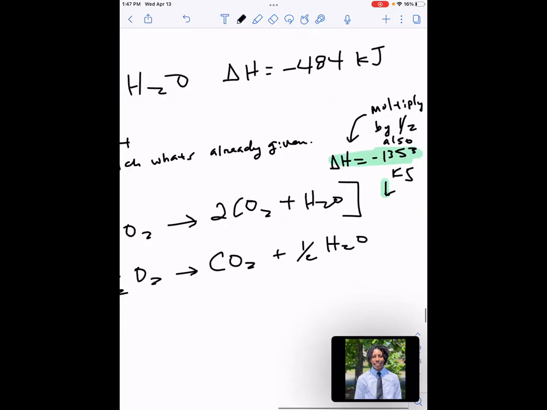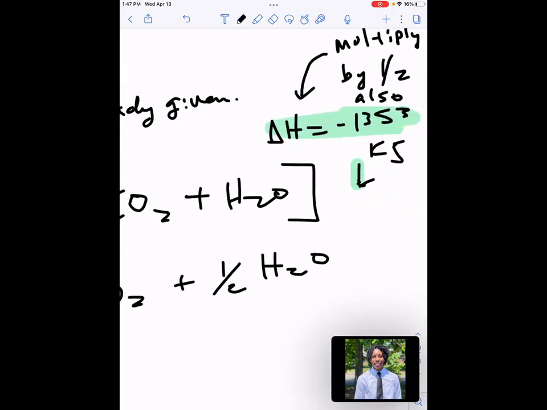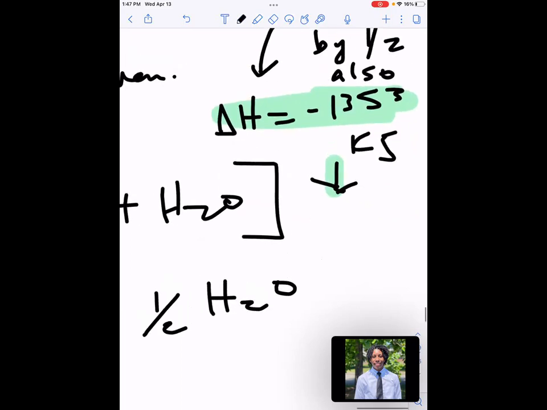So not only am I multiplying the whole equation by 1/2, that's also going to cut the delta H value, because it's a state function. So if the coefficients change in the reaction, so will delta H. So this is going to be, let's say, 676.5 kilojoules. That's the new value after I multiply that by 1/2.